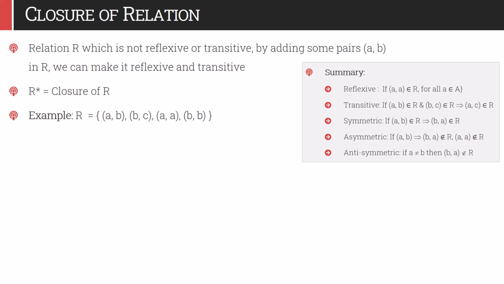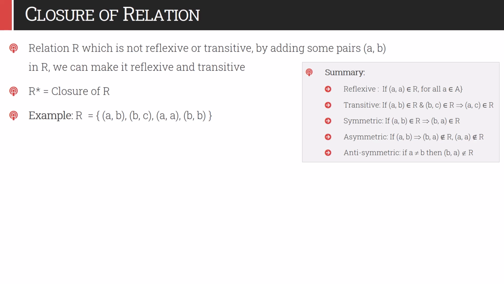Closure of relation. So let us first understand what closure of relation is. Relation R, which is not reflexive or transitive, then by adding pairs (A, B) in R, we can make it reflexive and transitive. So normally by adding such pairs, we make the relation satisfy one of the properties, and that complete set is known as a closure of R.